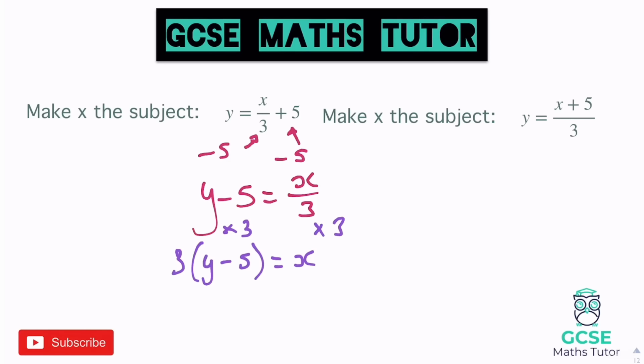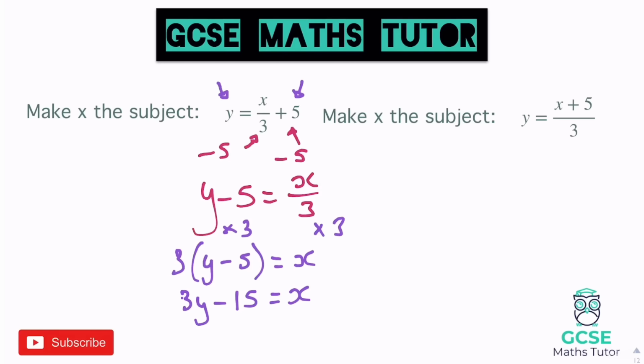We could leave it like that, or we could expand this. We could say 3 lots of y is 3y, 3 lots of 5 is 15, copy the symbol, and then put in our x. Again, we could have done that a slightly different way. We could have timesed by 3 to start with. You'd have just had to remember at the starting point we'd be timesing this by 3, and we'd be timesing this by 3, just like we did in the end there. But that's our final answer.